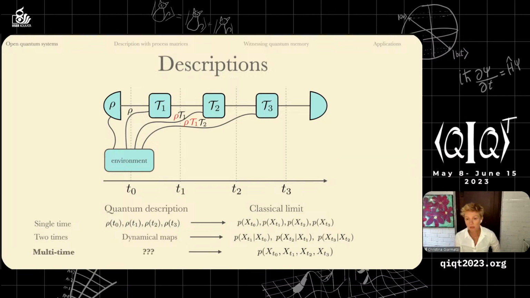So what happens when you want to describe the full stochastic process? You want to have a joint probability distribution of all the things that happened in all the different time steps. In the quantum case, it wasn't clear how to do that. And the answer that I will give you here is that you do it with process matrices.